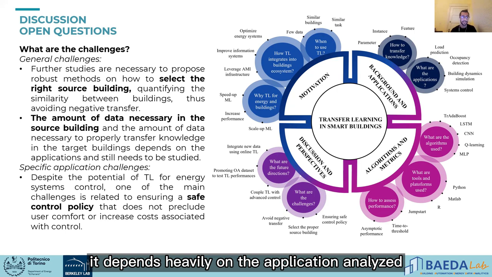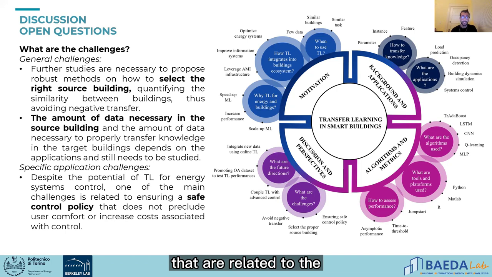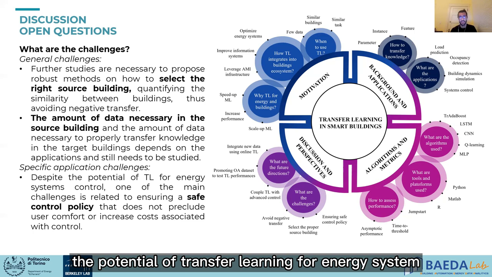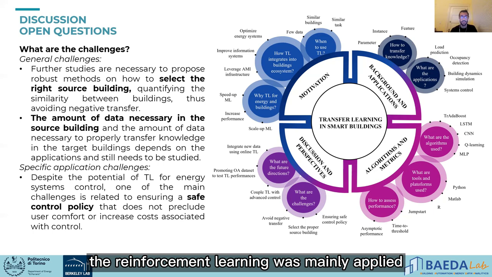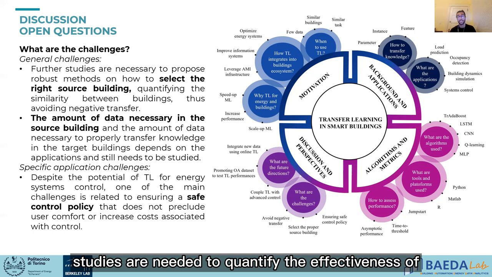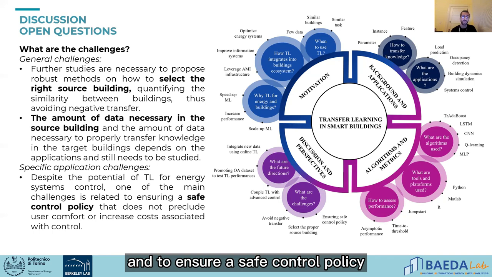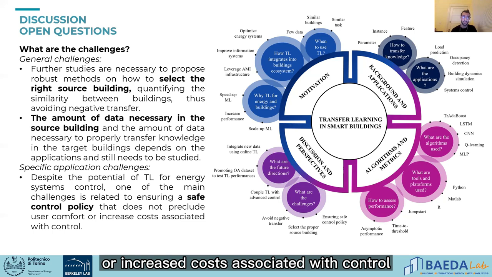Furthermore, there are also specific application challenges related to reinforcement learning. Despite the potential of transfer learning for energy system control, as I told you, reinforcement learning was mainly applied in the homogeneous case. Therefore, many studies are needed to quantify the effectiveness of transfer learning for the heterogeneous case and to ensure a safe control policy that does not preclude user comfort or increase costs associated with control.